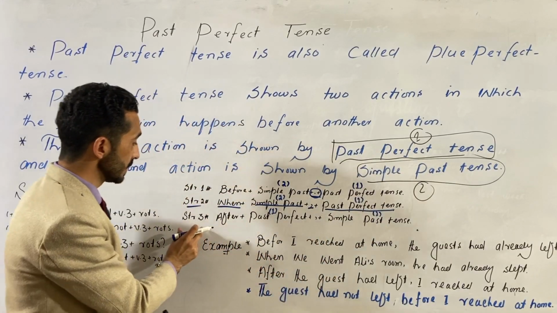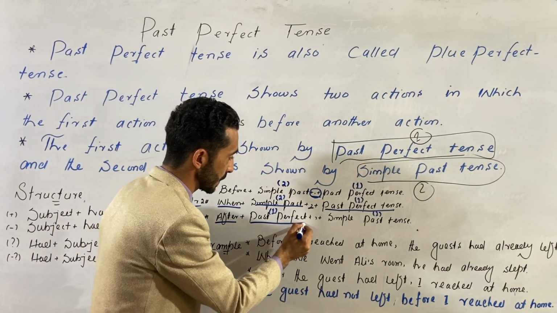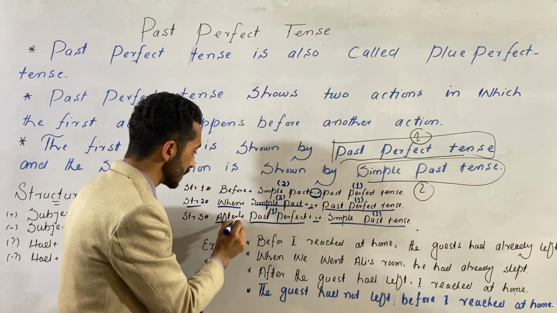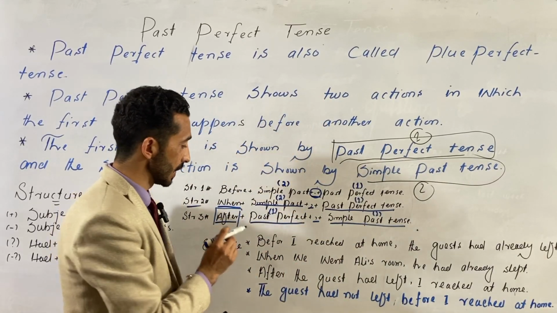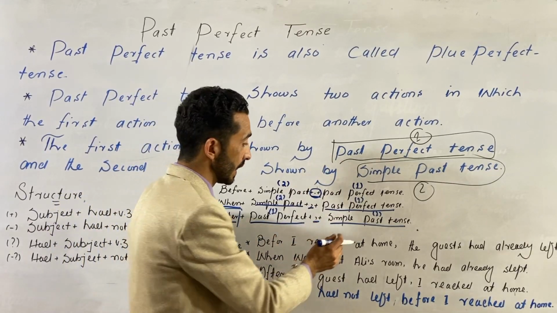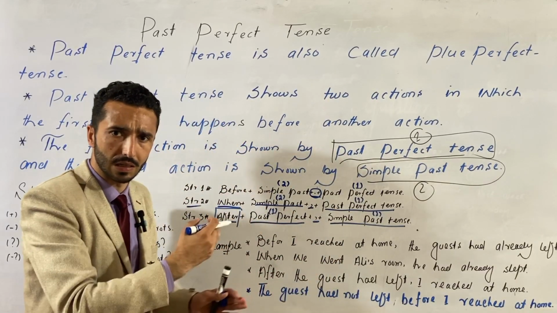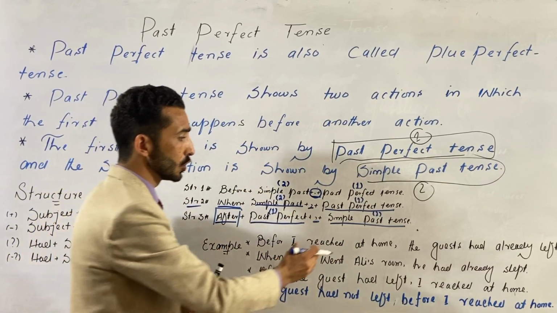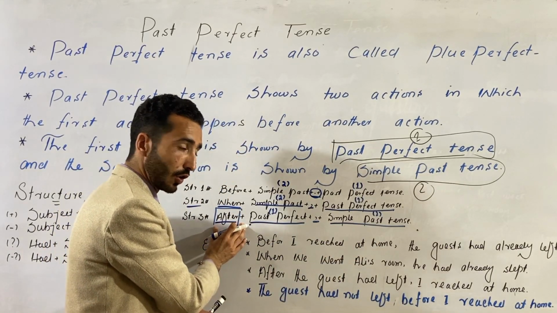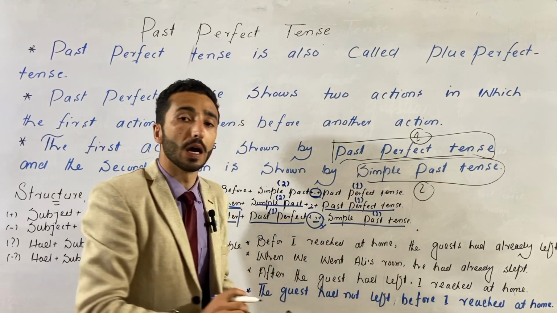Clear? Then come to the third structure. Here we use the conjunction after, then past perfect tense, comma, and simple past tense. Clear? With the conjunction after we need to use past perfect tense first, and then comma and simple past tense. You may also change the position of tenses. Clear? You may also use simple past tense first, and then you will have to add after, then past perfect tense. At that time you are not supposed to use a comma.